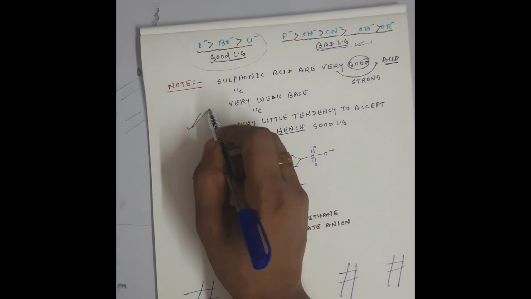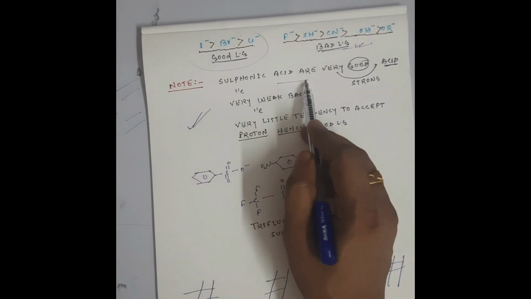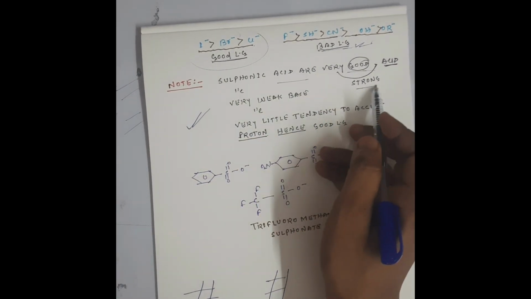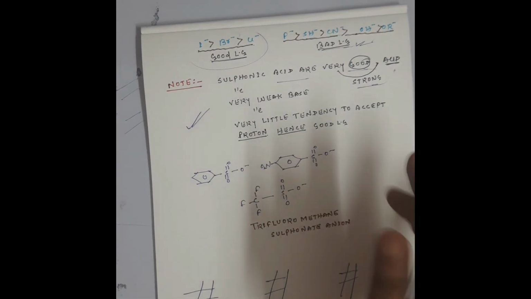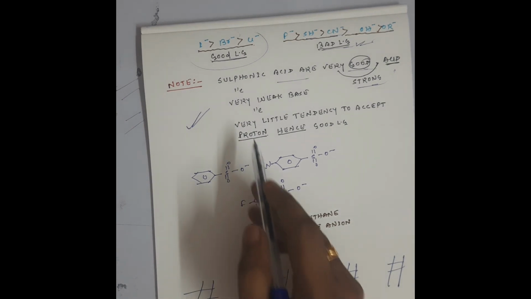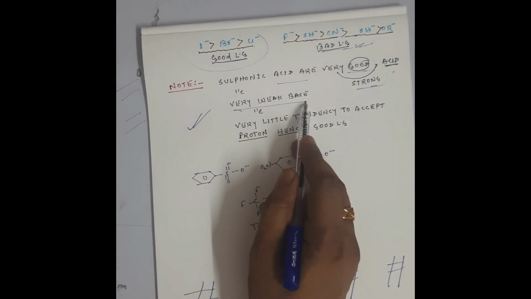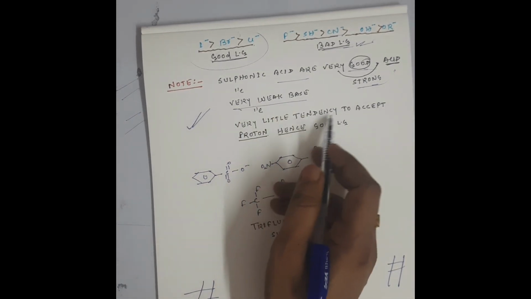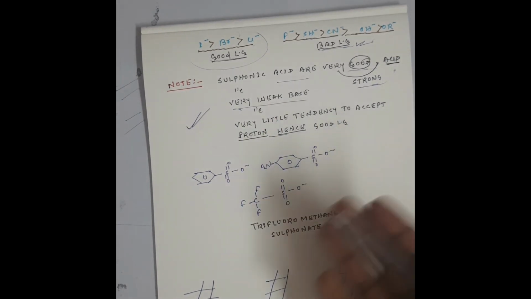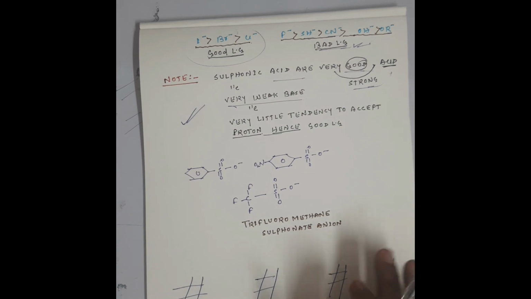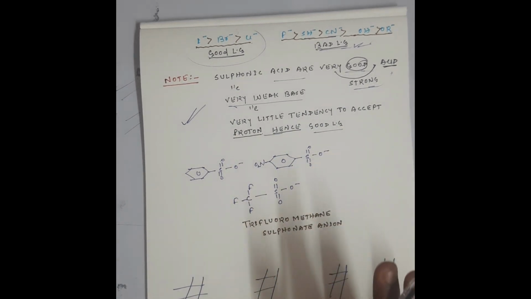But here is a very, very important point. Student, sulfuric acid is a very strong acid, and so is sulfonic acid. I am talking about both sulfuric acid as well as sulfonic acid. That means a very weak conjugate base, which means very little tendency to accept protons. Because a very strong acid means very little tendency to accept protons, that is a good leaving group.